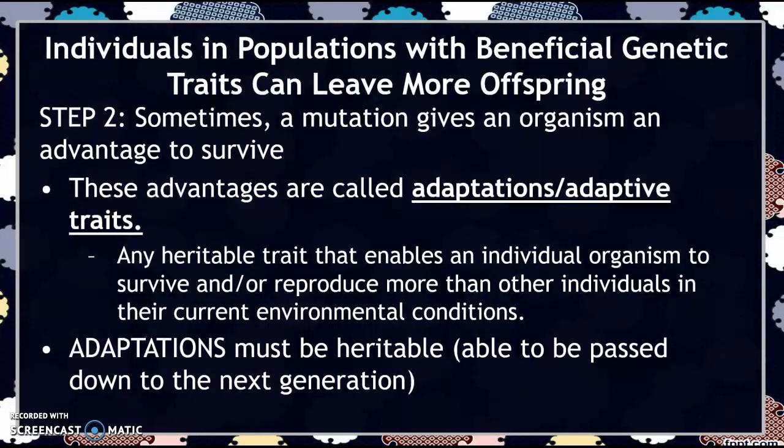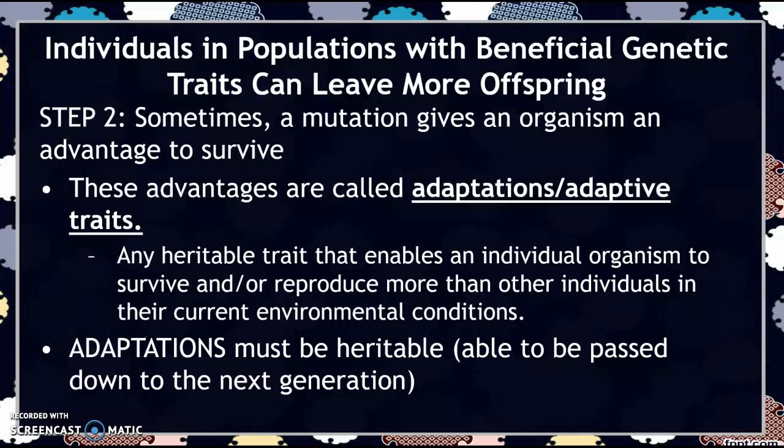Step two is where sometimes a mutation gives an organism an advantage to survive. So these advantages are called adaptations or adaptive traits. The definition of this is that it's any heritable trait that enables an individual organism to survive and/or reproduce more than other individuals in their current environmental conditions. Adaptations must be heritable. So if they're not something that's stored in their genetic information that can be passed down to the next generation, it is not considered an adaptation.